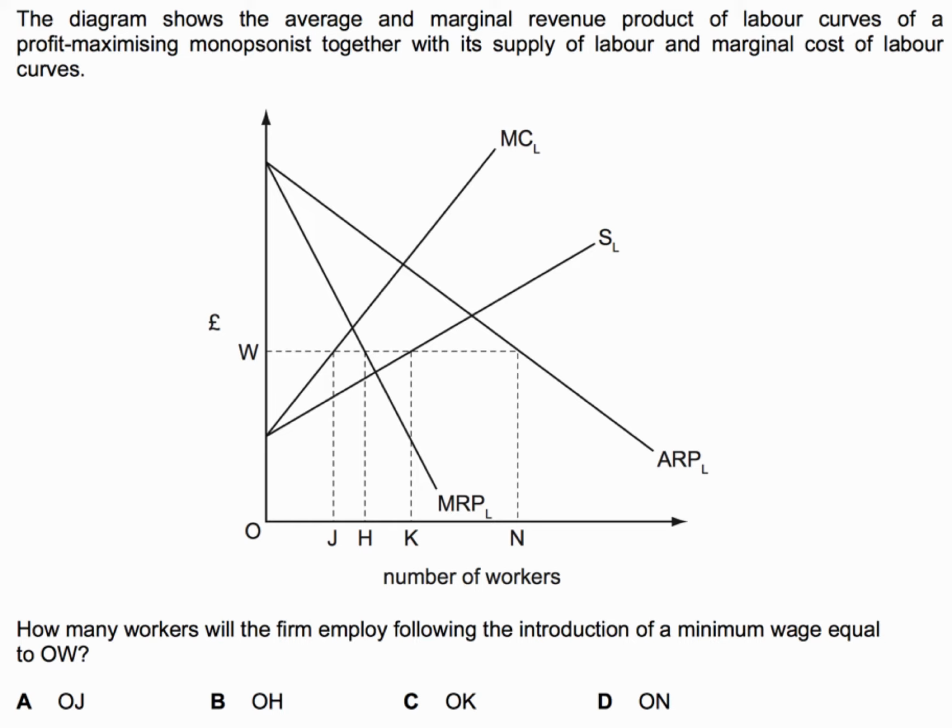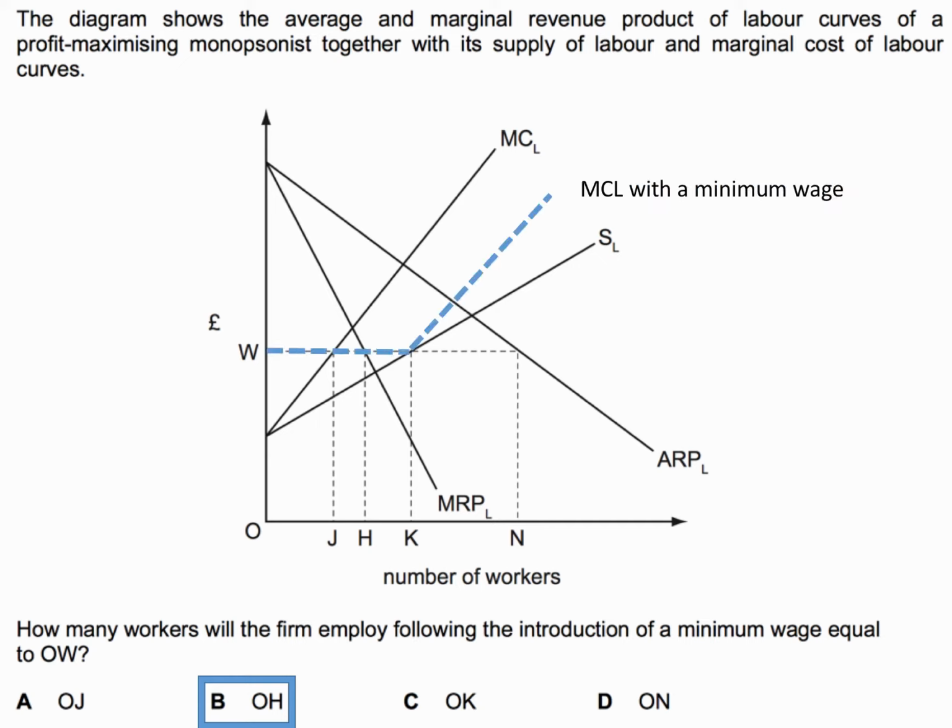Okay, and the right answer to this question is, did you get it? The answer is B, OH workers are employed. The key to this is to understand that this is a monopsony and they're profit maximising, so they're going to choose a level of employment where the marginal cost of extra workers equals the marginal revenue product of those extra workers.